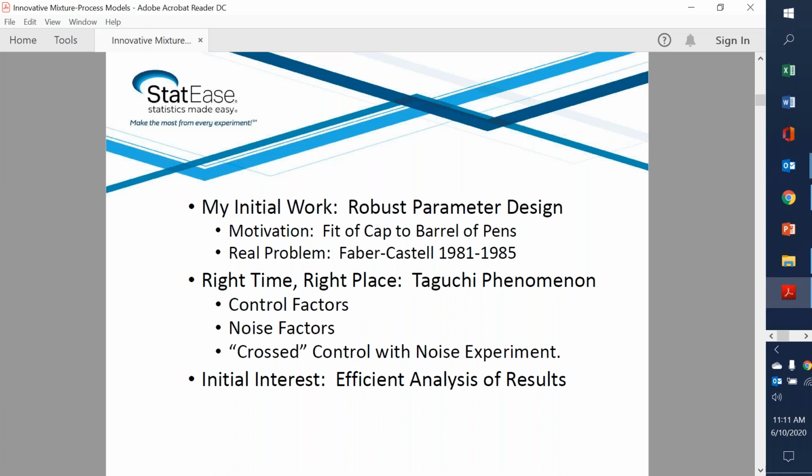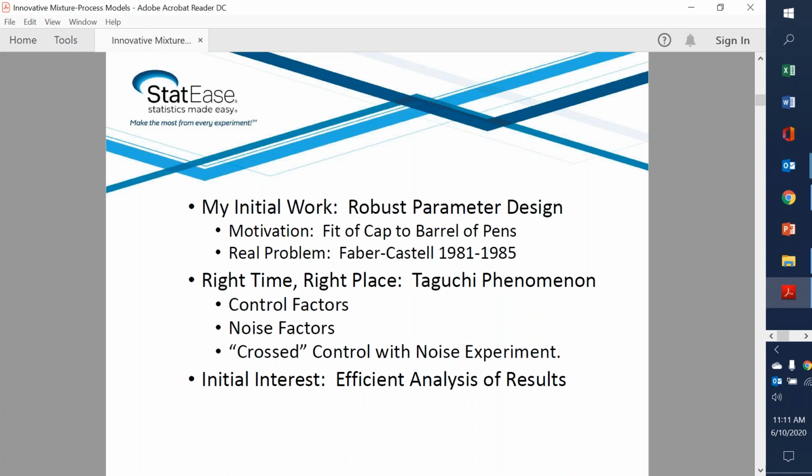But it's an experimental strategy in which you have control factors, which are the things you can control in an experiment, but more importantly in a process. And then you have noise factors. And the noise factors are things that will contribute to the response of interest. You can control them usually quite well in an experiment, but they're actually random in the process. So they're generating noise. And the Taguchi approach was a crossed experiment with an experiment in the control factors with another experiment in the noise.